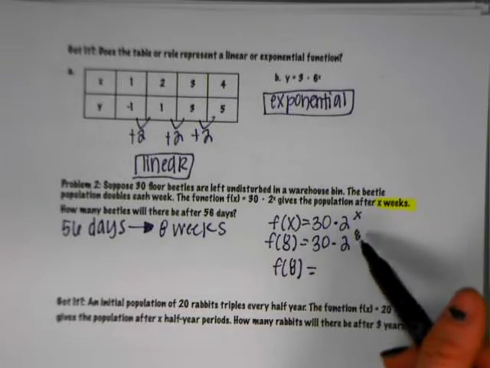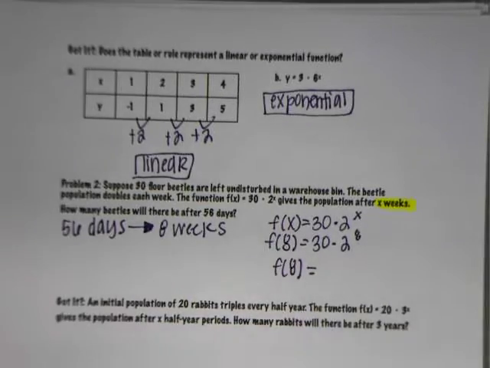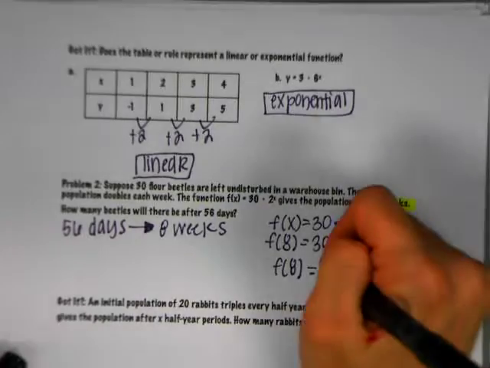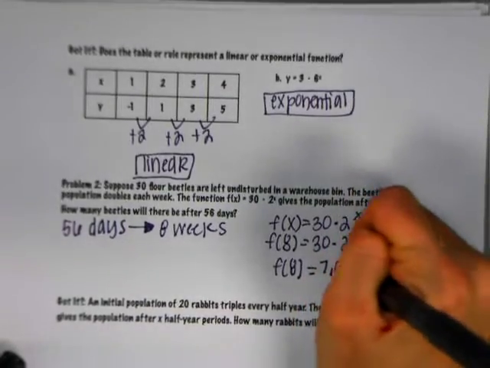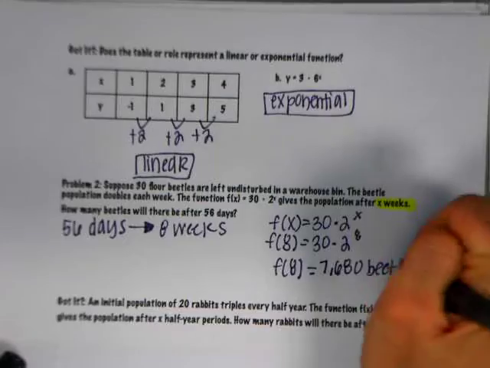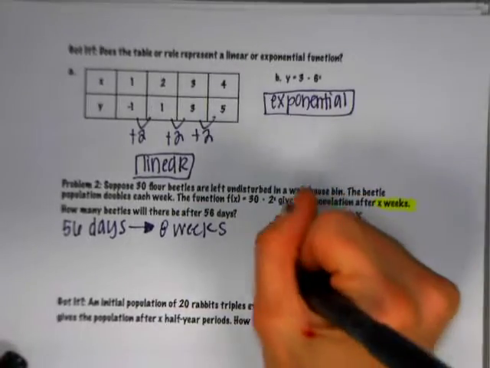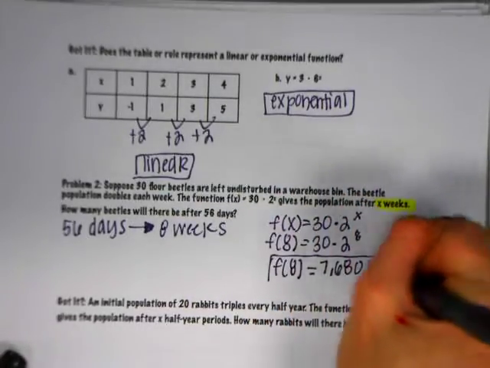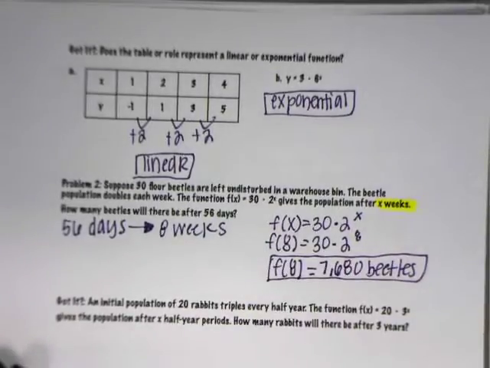Did you do the eighth power or just times 8? Oh, I just said times 8. Yeah. What was it? 7,680. Yep, 7,680 beetles. Okay, and then go ahead and try the next one.